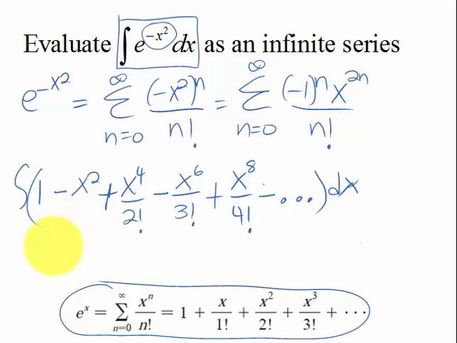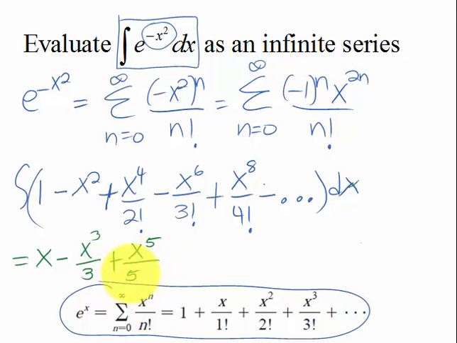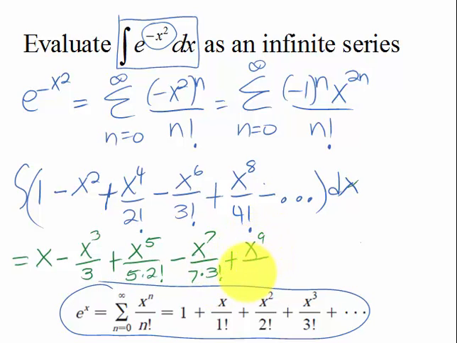So as we integrate this term by term, we would have x minus, this would be x to the 3rd over 3, plus x to the 1 higher power, 5th over 5 times 2 factorial. And then minus 1 higher power, x to the 7th over 7 times 3 factorial, plus x to the 9th over 9 times 4 factorial, and so forth.